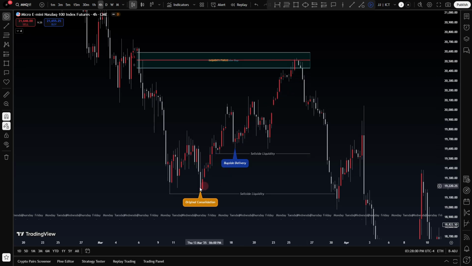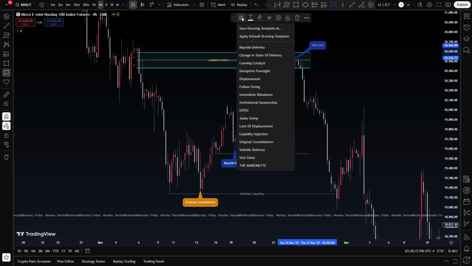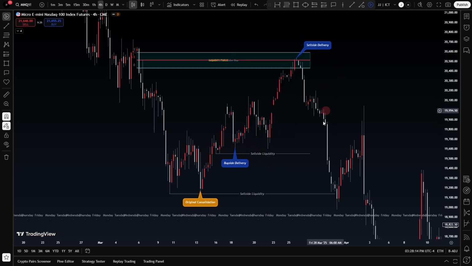And then we have this market maker sell model, having that original consolidation and then that buy side delivery up to these levels, in which our sell side delivery should occur around here, correct? In which it does. So we already have our confluences that price is going to go lower. Let's just put this all together real quick, everything that we just saw.